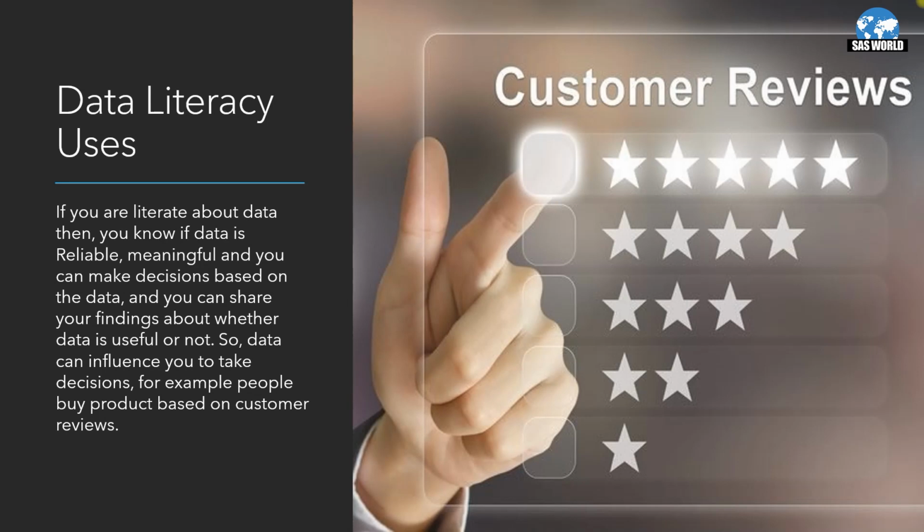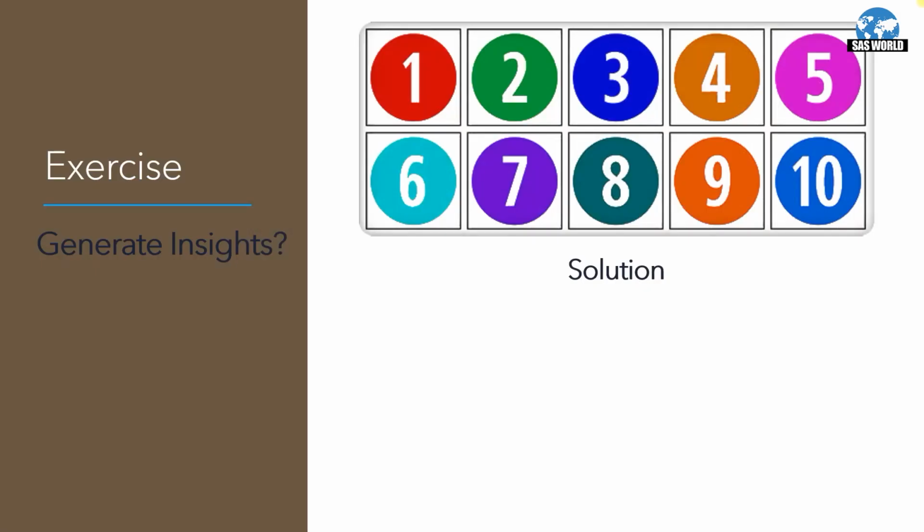Based on the good customer reviews for a particular product, you make a decision whether to buy or not to buy. Another example is if you want to go out, then you check the weather forecast. Based on the weather forecast, you make decisions. Like if it's going to rain, then you decide whether to go by car or motorcycle, or whether to carry an umbrella. This is how data literacy helps to make decisions. I hope this is clear. Let's move on to the next.